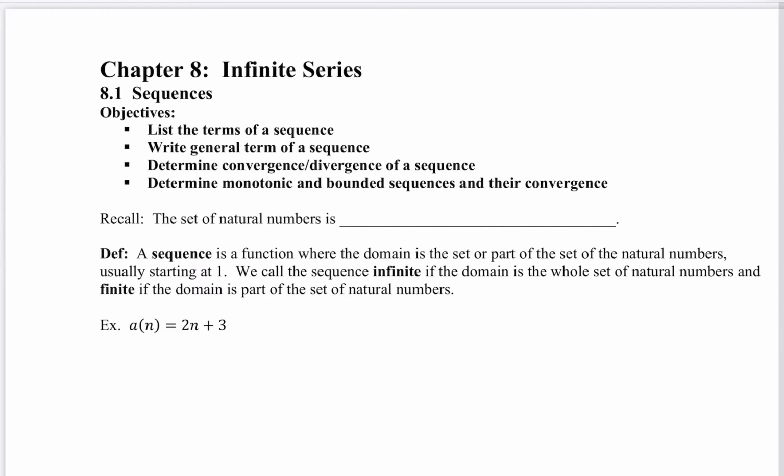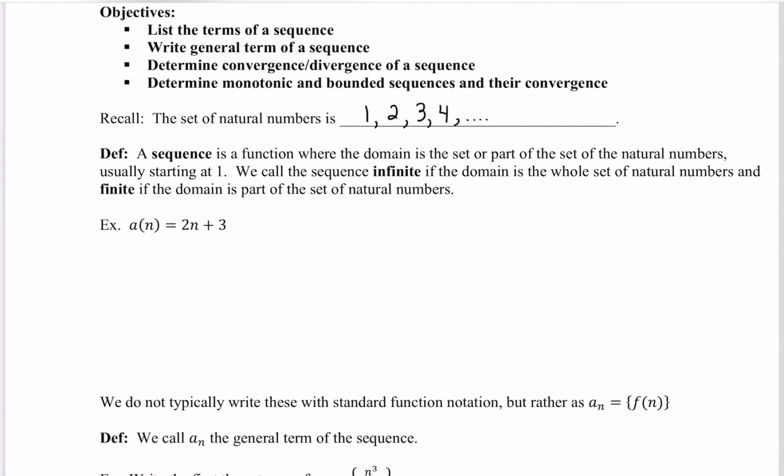First of all, recall the set of natural numbers. When I teach this in basic algebra, I say to them, think about how you naturally count. Your natural numbers are the ones that start at 1: 1, 2, 3. We mention this because a sequence is a function whose domain comes from the natural numbers. Either all of the natural numbers, if we're talking about an infinite sequence, or maybe just a subset of the natural numbers, in which case it would be a finite sequence.